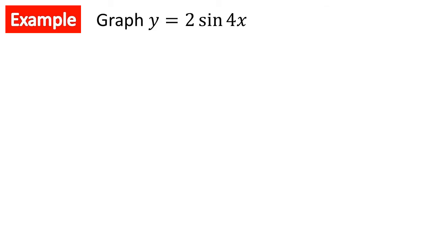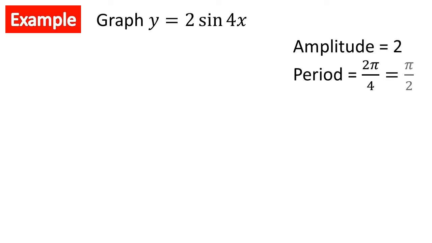Here's an example to graph. I want to graph y equals 2 sine 4x. Well, I know the amplitude is 2, and I know to find the period I have to do 2 pi divided by b, which in this case is 2 pi divided by 4. And 2 pi divided by 4 is pi over 2. So the period for this function is pi over 2.